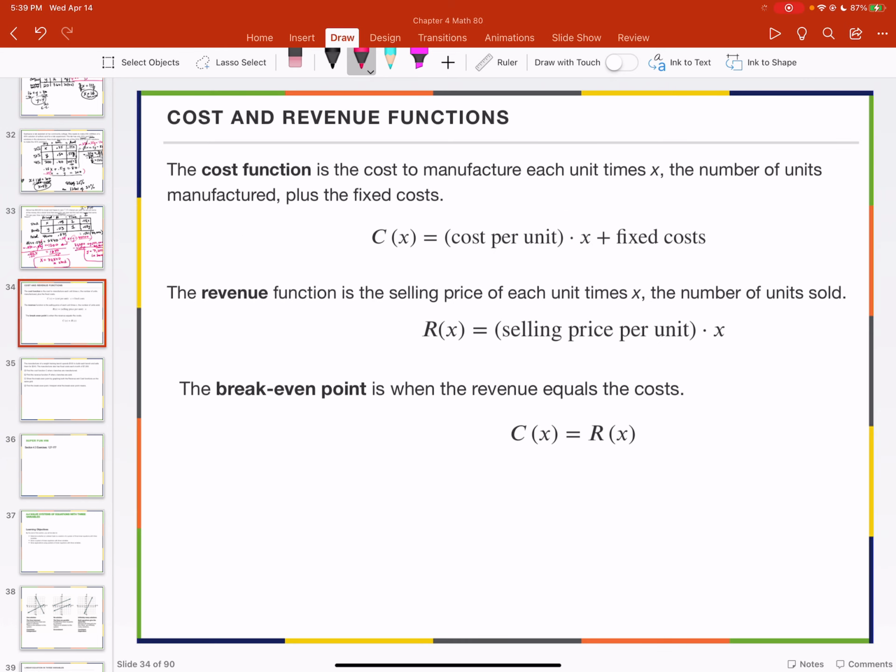Okay, the last thing we want to talk about is cost and revenue functions. The cost function is how much it costs to manufacture a unit. So it's basically describing how much it costs for me to get this going, the fixed cost, plus the cost per each unit, which is X. The revenue function is whatever money you make selling it. Profit, of course, is revenue minus cost, because your profit is what you make after you account for the costs. Okay, so the break-even point is where they equal each other.